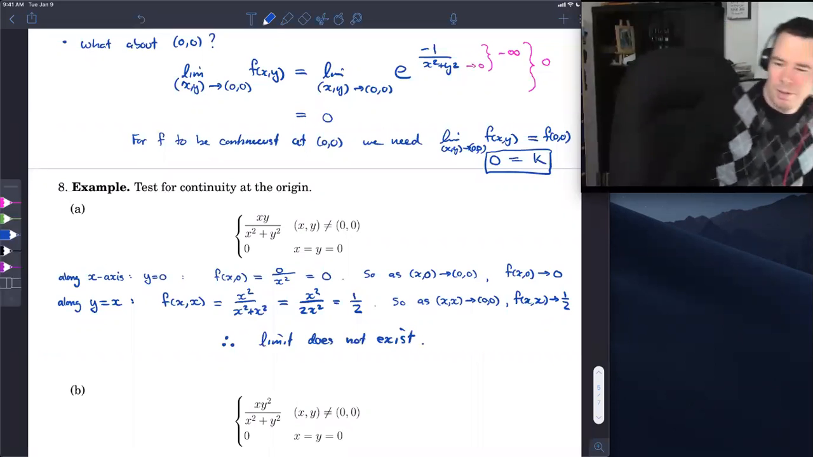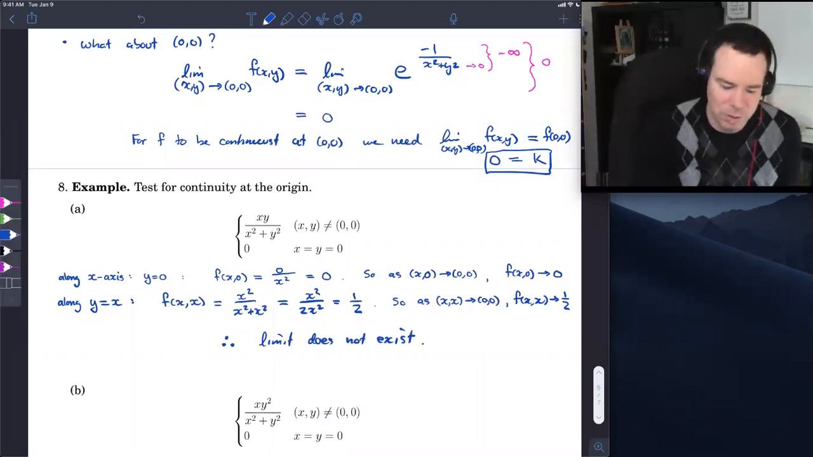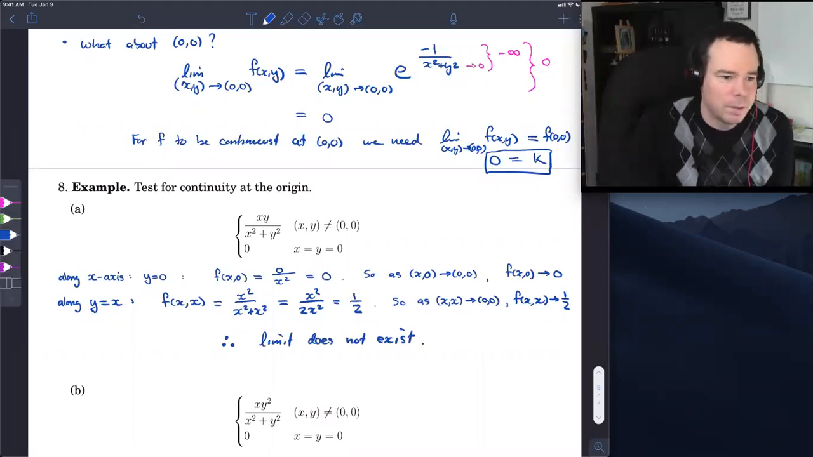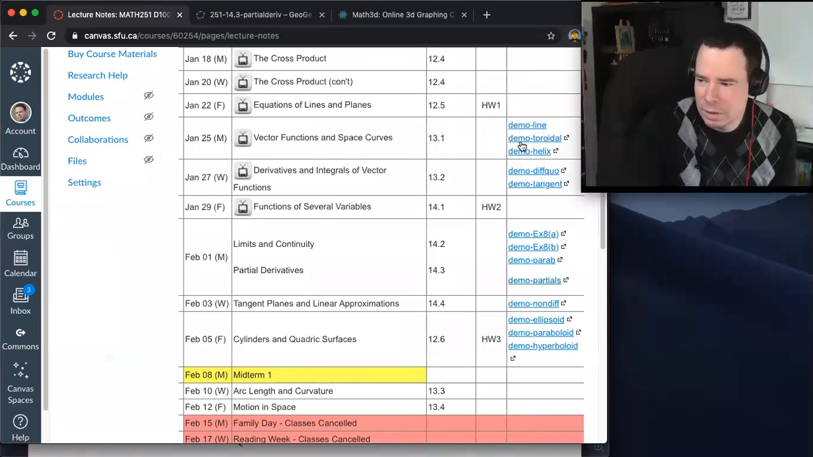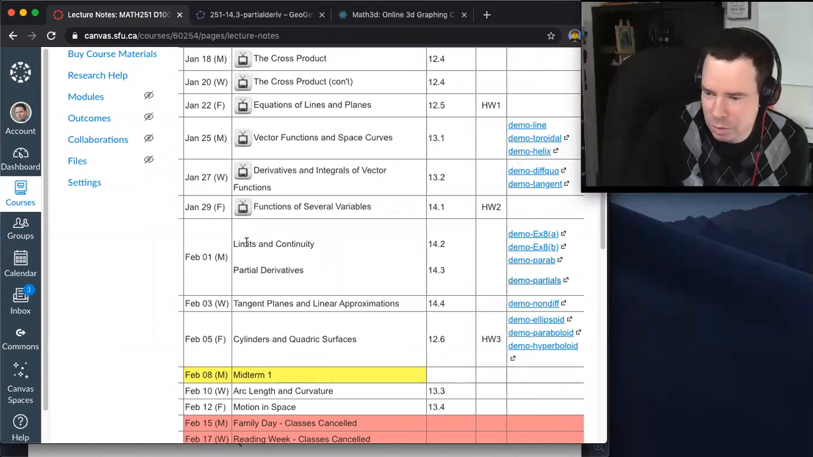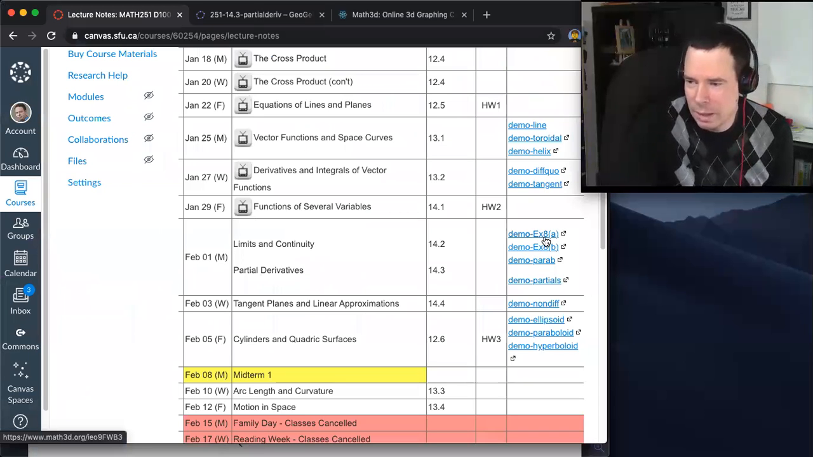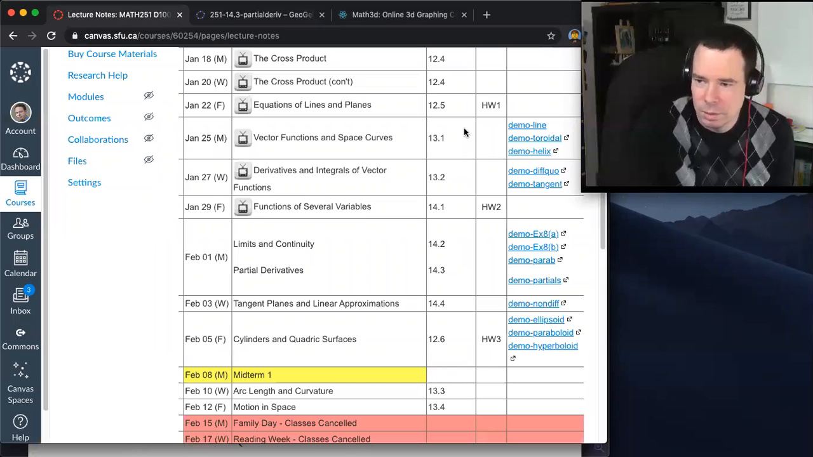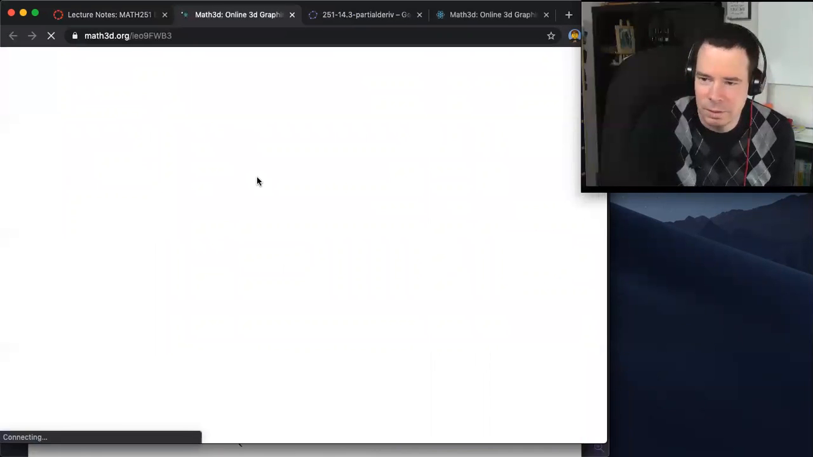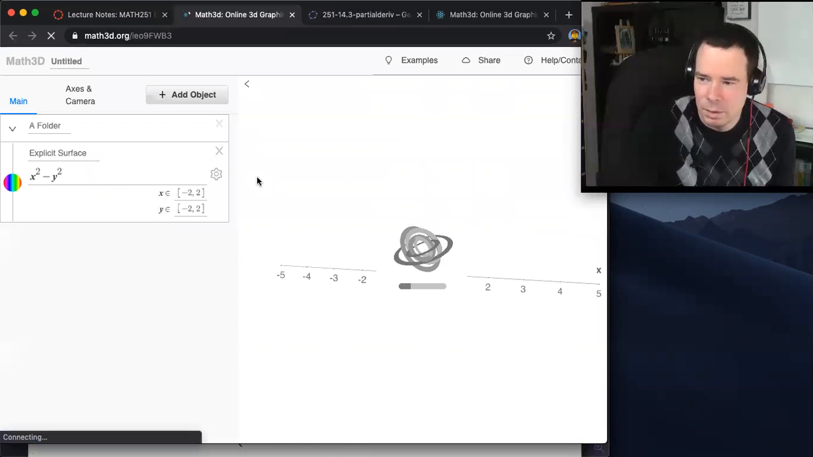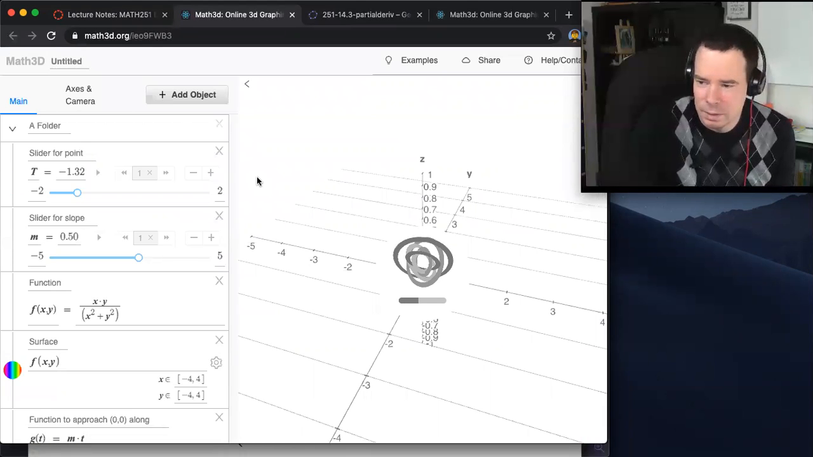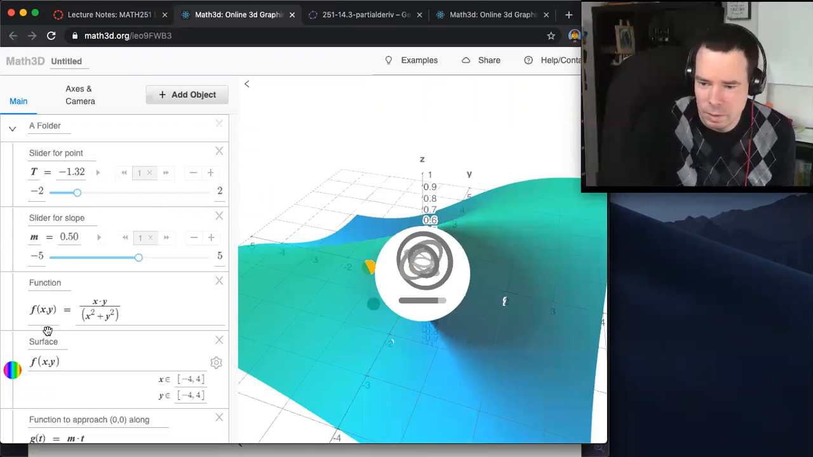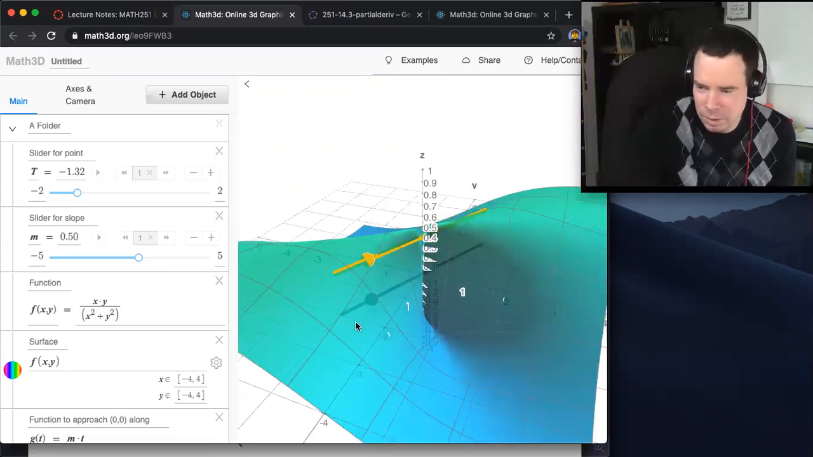Okay, so you might be thinking, well, what does this even look like? How can such a thing happen? So I've put some examples in the lecture notes schedule. We're on limits and continuity, 14.2, and I've got this demo, exercise 8a. If you click it, it takes us to, well, maybe I should click it to get it to load. Here it's loading. So you can see our function there, xy over x squared plus y squared.